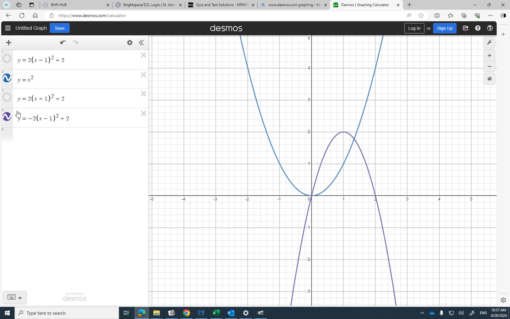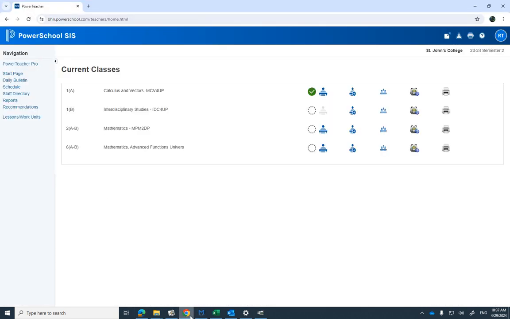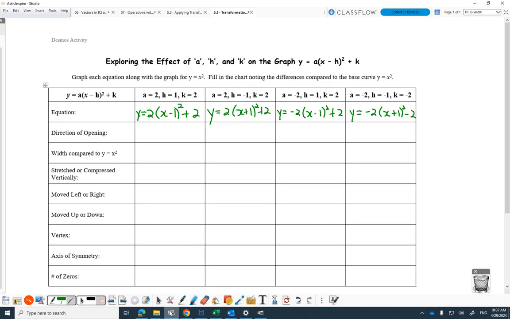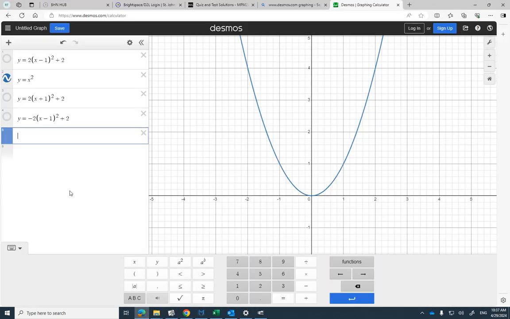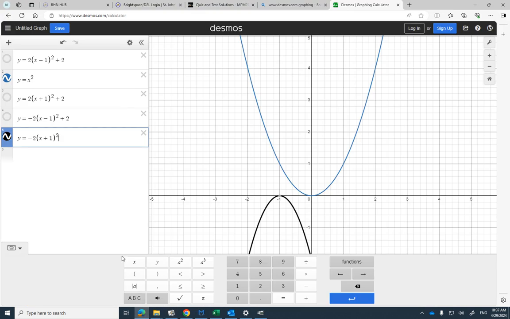And then the last one, negative 2x plus 1 squared minus 2. Minus 2. Ooh, it's off the screen there. There it is. Okay.